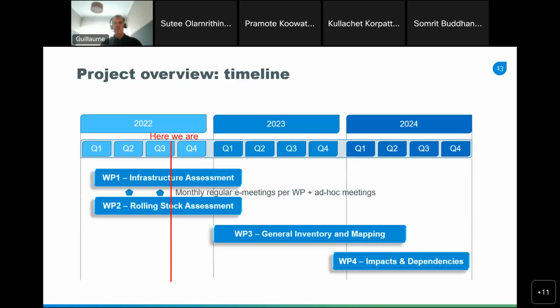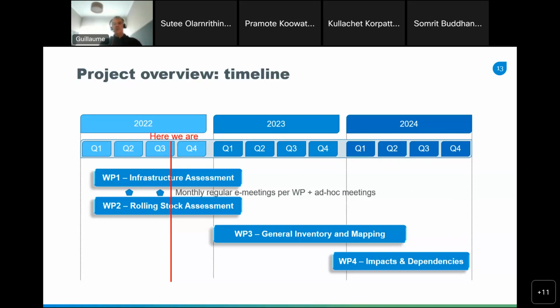First, a global view on the timeline. It's a 3-year project starting in early 2022, which will run through 2022, 2023, and 2024. Here we are in Q3, so we started in Q1, with WP1 and WP2 in parallel. These 2 work packages should end in Q1 next year, 2023, and then we should start WP3, but WP4 will not start before Q4 2023 or Q1 2024.